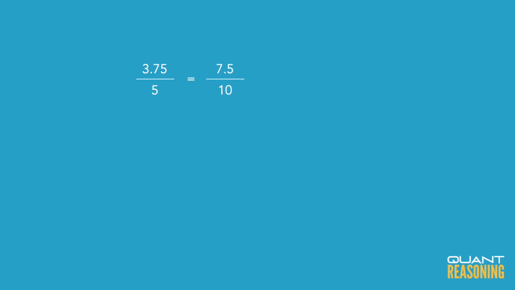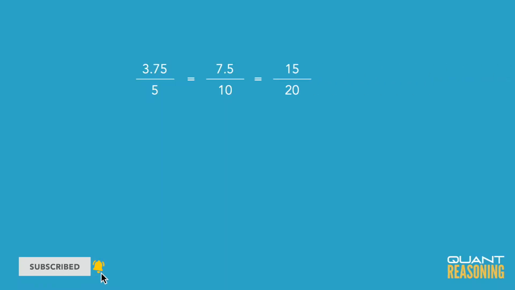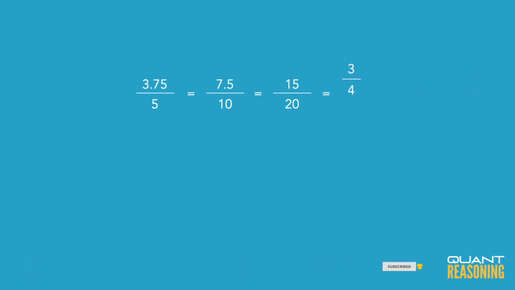I just expanded the fraction by a factor of 2. And if it's not intuitive for you to see that 7.5 out of 10 is 3/4, you can just expand by a factor of 2 again. So it would be 15 over 20, and then reduce by a factor of 5, and you get 3/4.